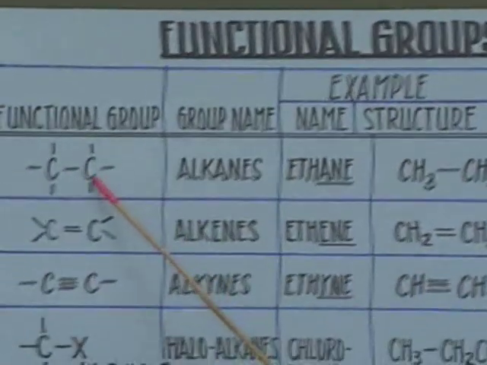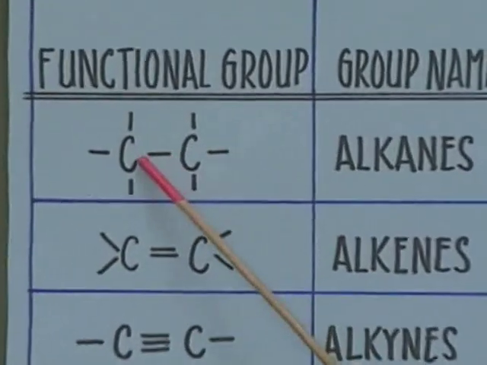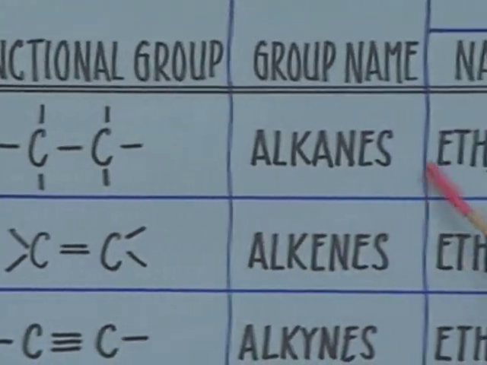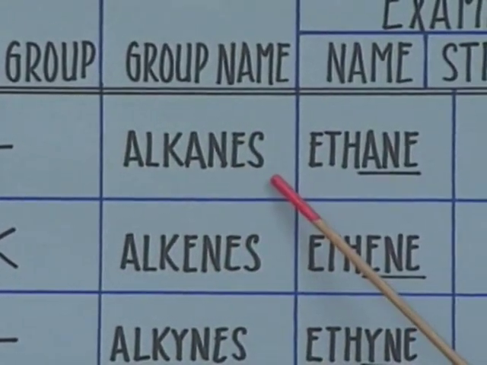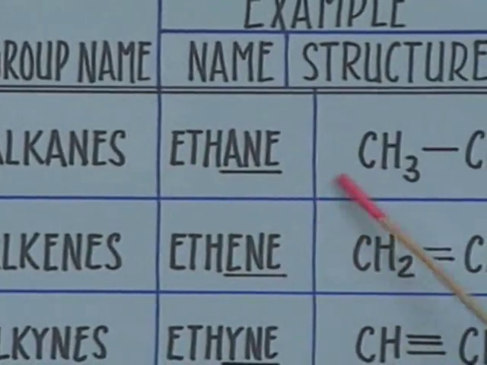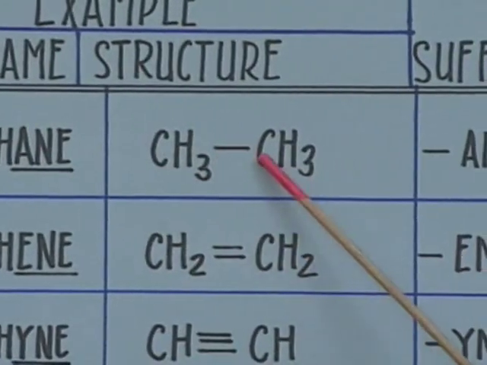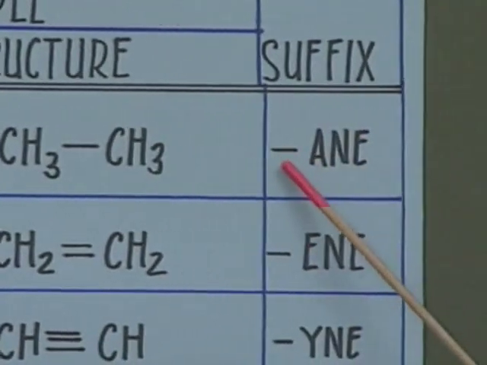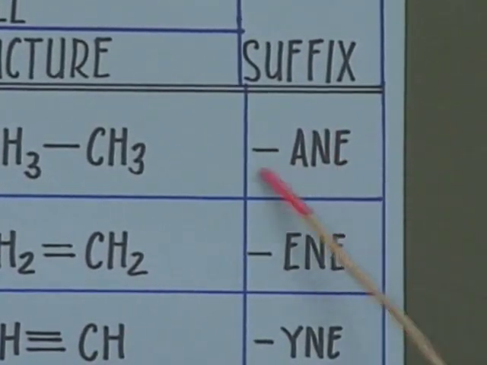Firstly, we have the functional group where we only have single carbon-carbon bonds. The group name in this case will be alkanes. Let's take the example ethane, where we have 2 carbon atoms and a single bond between them. The suffix in this case is -ane. The name ends in -ane.